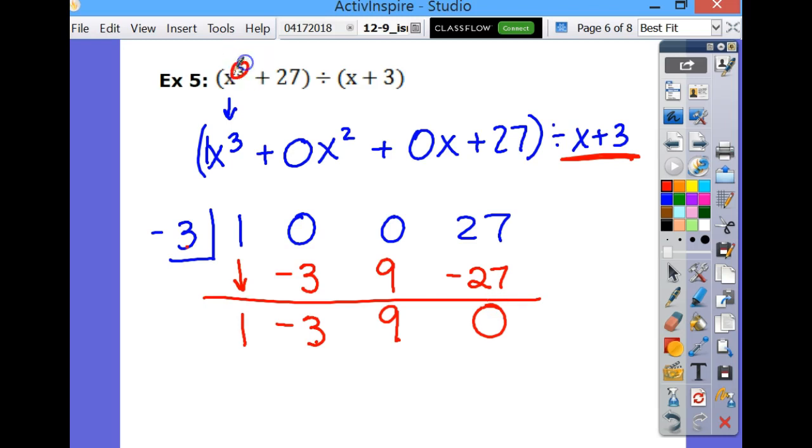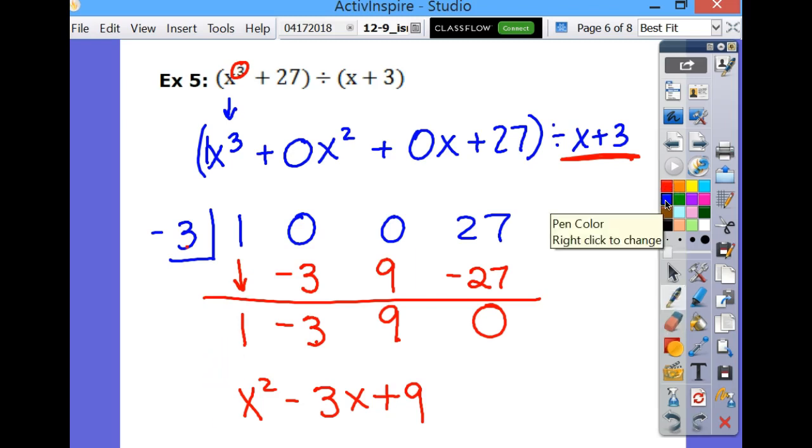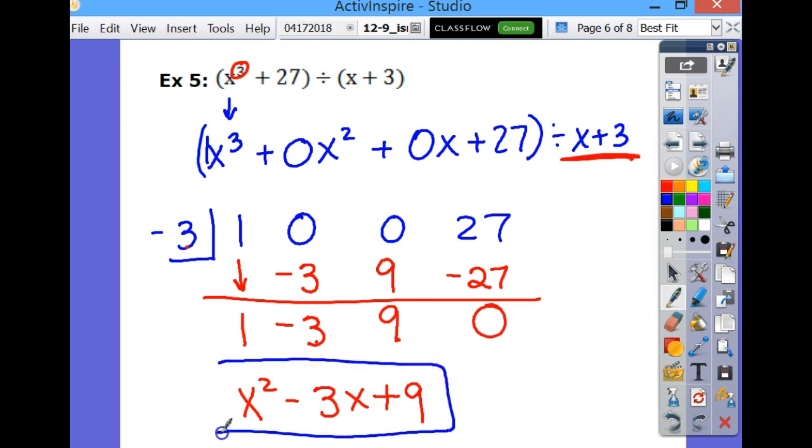This goes down by a power of 1. That's 1x squared minus 3x plus 9. Do I need that 1 out in front? We don't need the 1 out in front, and so this is our final answer. Would you agree that this is much easier than the long division?